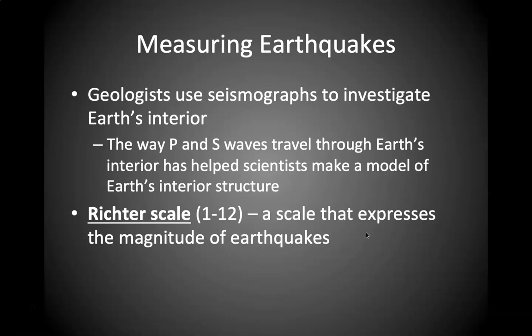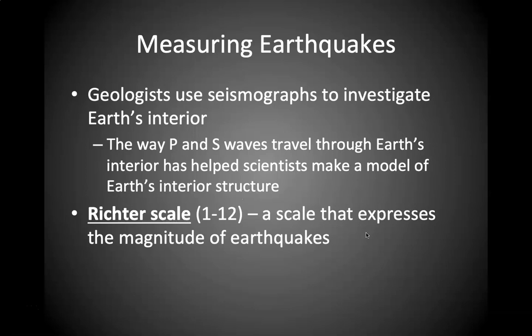So geologists will use these seismographs in order to investigate the Earth's interior. The way the P waves and the S waves travel through the Earth's interior has allowed scientists to make a model of what that interior looks like. That's actually how we came to know the outer core to be liquid metal, and the inner core to be solid metal, because of how those waves travel through those two different regions.